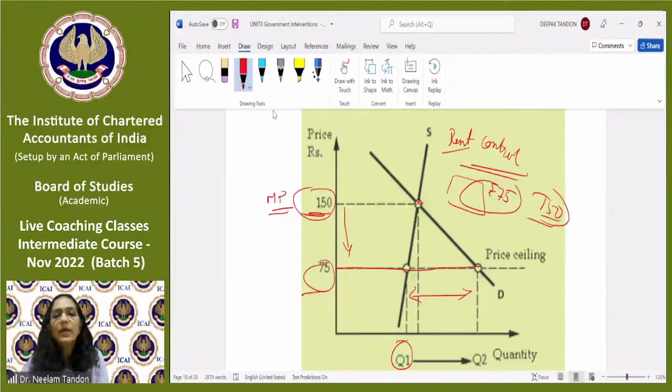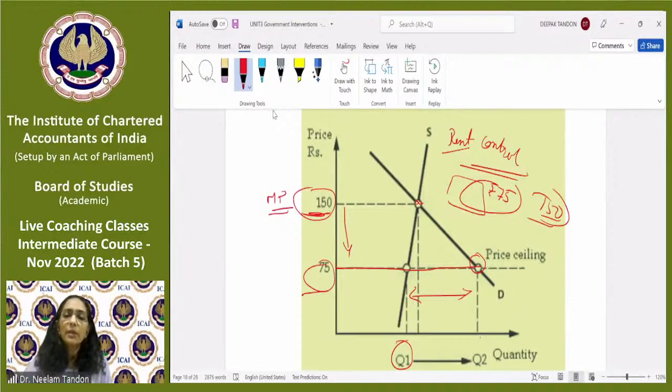So those people who want to take property on rent can get it at 75. Market mein unko 150 mil raha hai, but they can get it at 75. So why not? The demand will increase from Q1 to Q2. So the demand goes up. What's the takeaway here? When there is a price ceiling, the demand will be more. Why? Because the price ceiling leads to a price which is less than the market price. And this is core government intervention to take care of the welfare of people who cannot afford to pay 150 rupees.